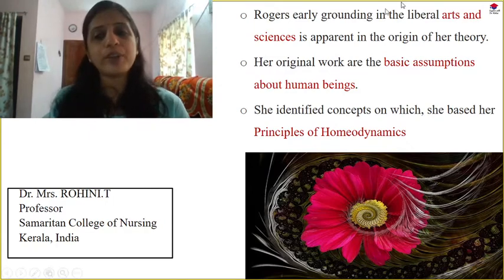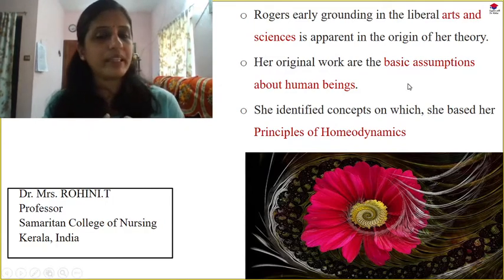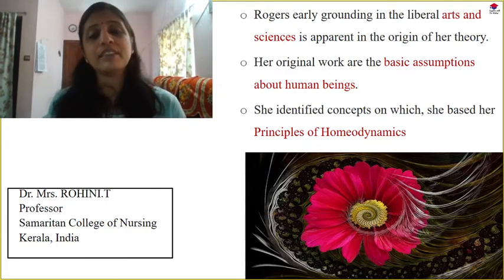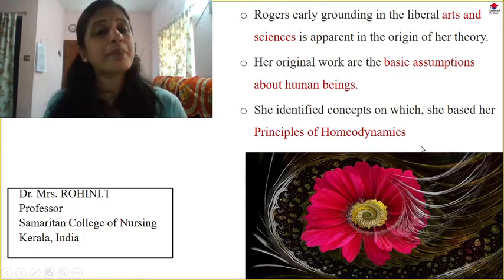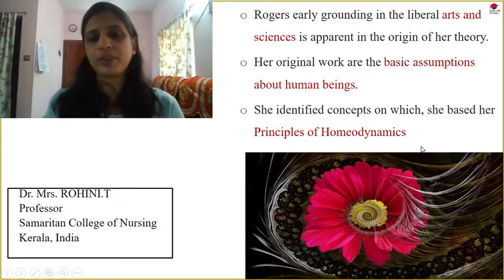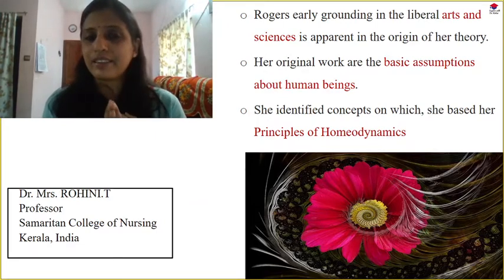See, in this theory, we are going to cover all these things. We are going to study about her basic assumptions. We will be discussing certain concepts. We will be discussing principles of homeodynamics. So at least these three things, as a student, you should remember when you are writing Rogers' theory.